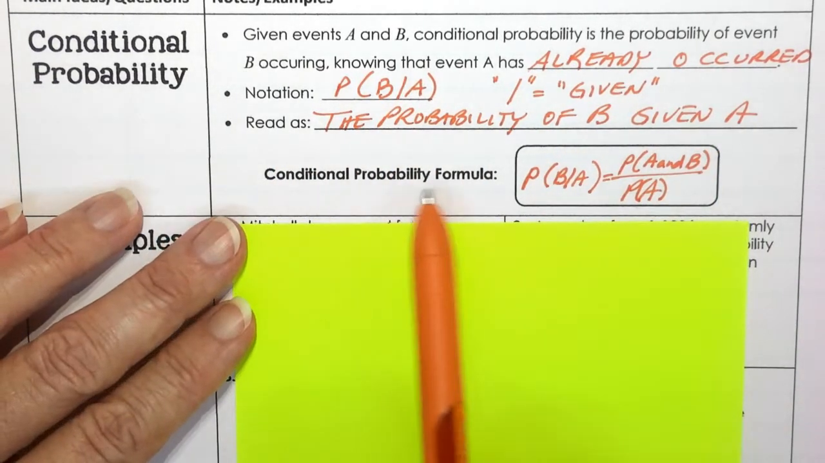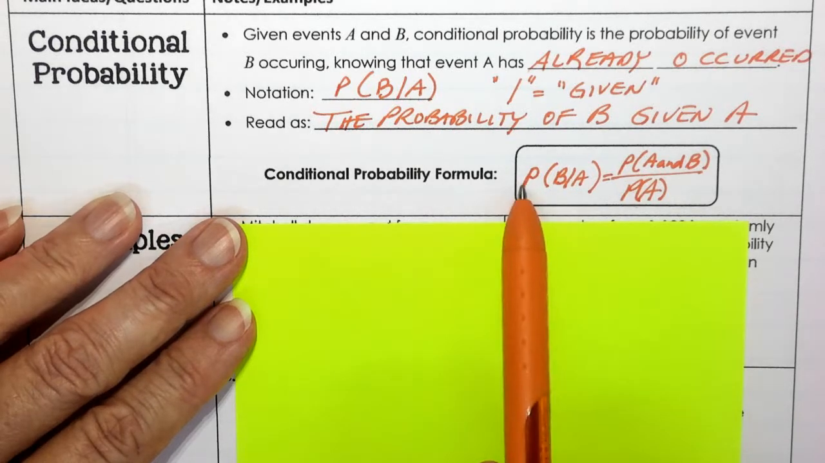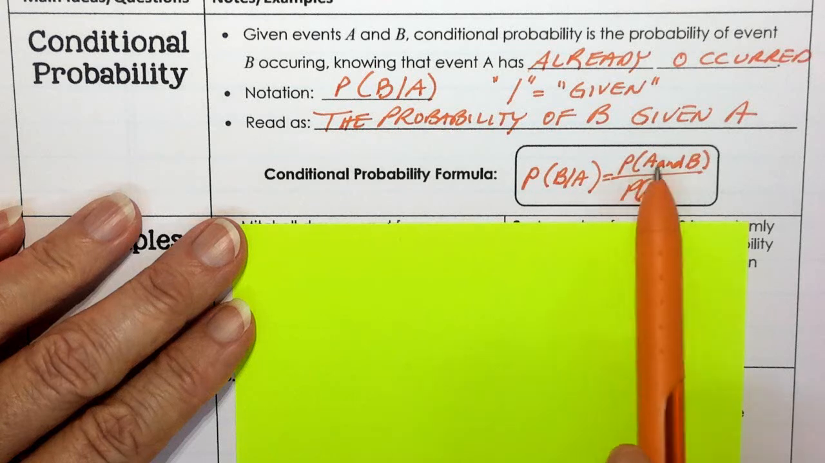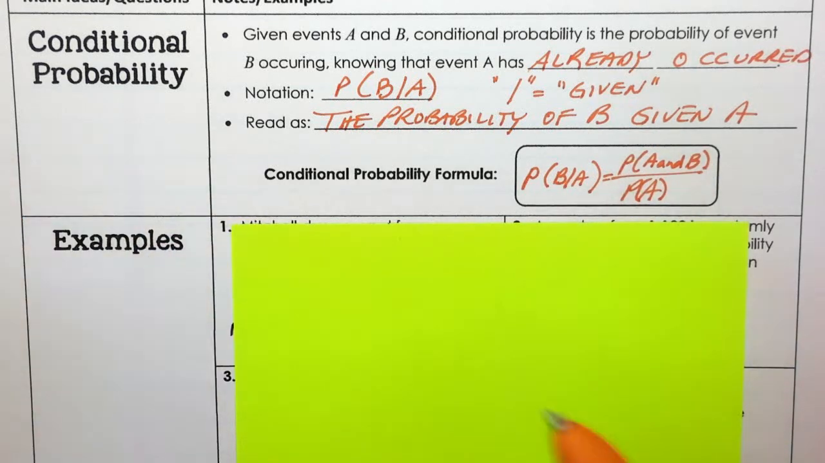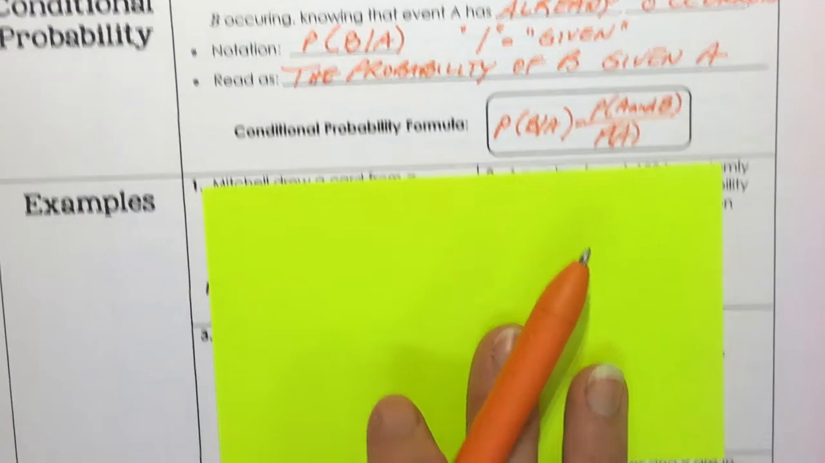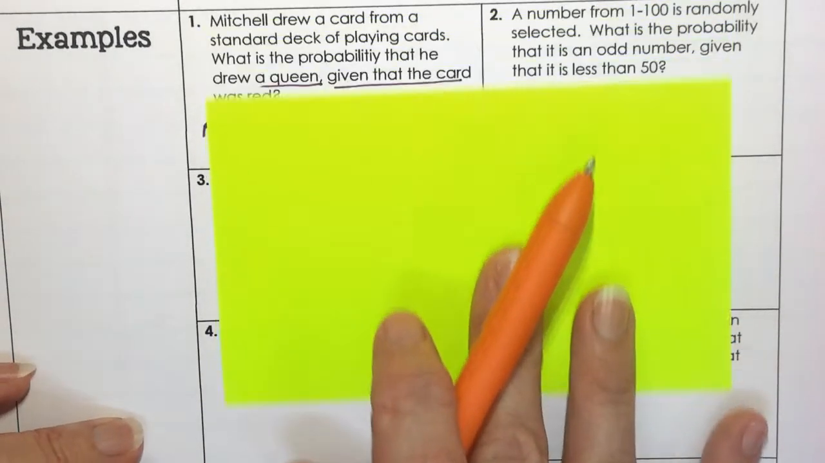And the conditional probability formula is here noted as your uppercase P in parentheses B given A, and it will equal the probability in the numerator of both over the probability of A, since that was the given. So we'll move through and start looking at examples.